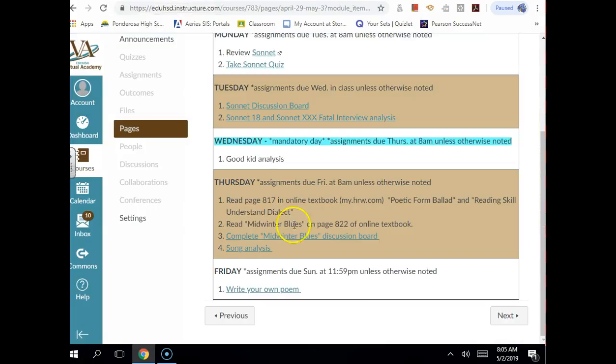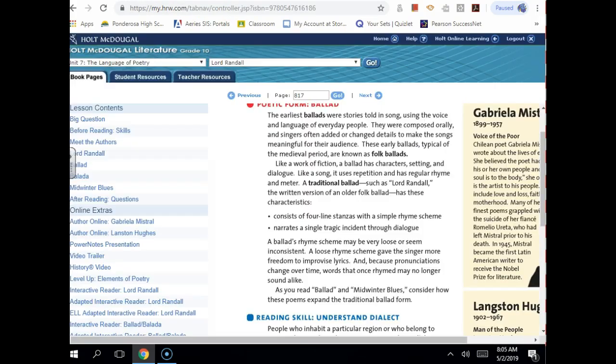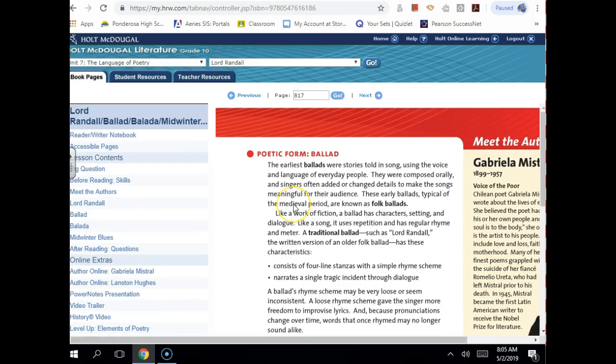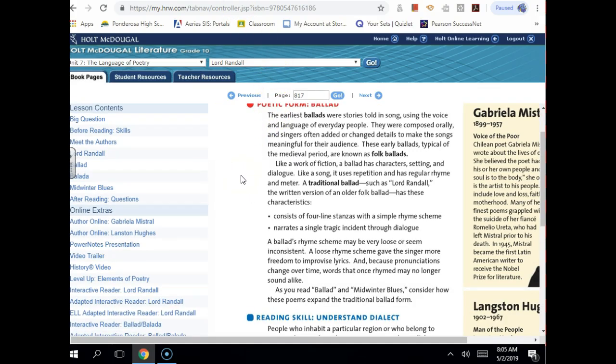So your module says, read page 817, poetic form ballad and reading skill understand dialect, okay? So let's talk about the ballad form. Is everyone hearing your textbook? Okay. Follow along as I read. The earliest ballads were stories told in song using the voice and language of everyday people. They were composed orally, and singers often added or changed details to make the songs meaningful for their audience. These early ballads, typical of the medieval period, are known as folk ballads.